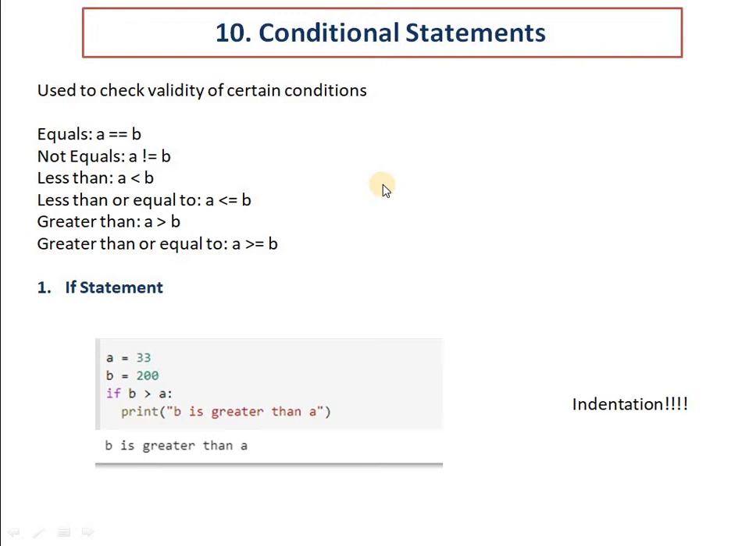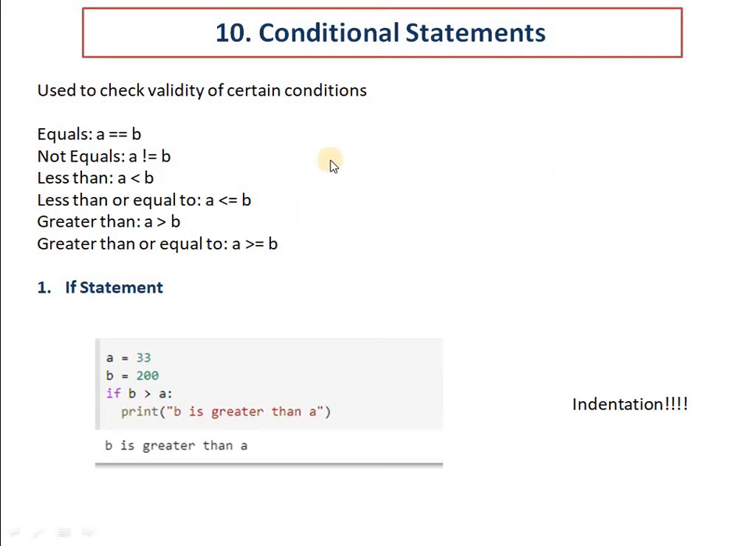And the last important thing in level 2 is conditional statements. With this we will be moving to our lab sessions where you can explore the things. So conditional statements are used to check whether some conditions are valid or not, whether some conditions are correct or not, whether some conditions are true or false.